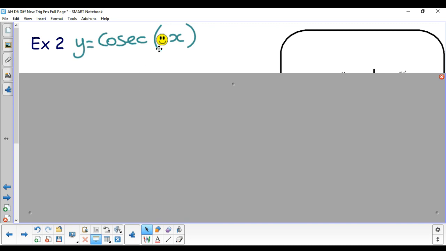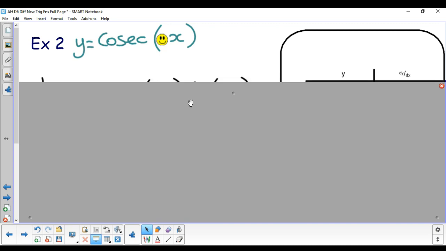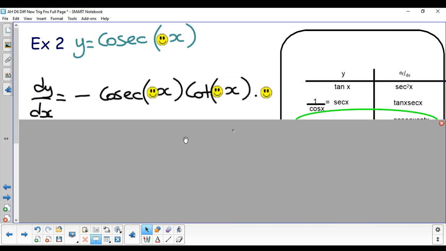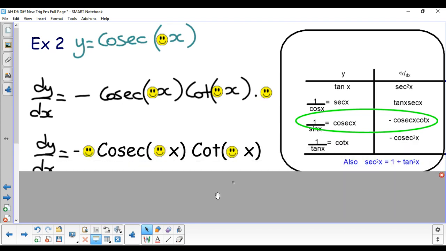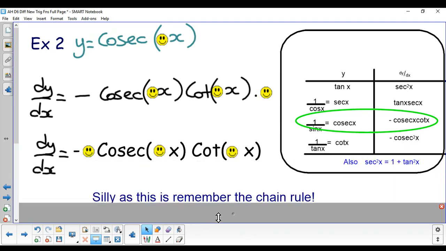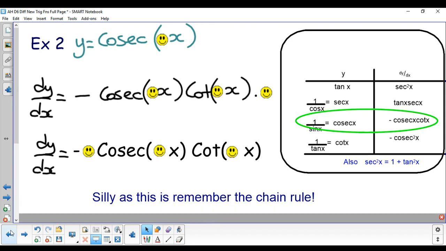So for cos x, it doesn't matter whether it's a 2, a 4, a 7, whatever, just to remind you about the chain rule. So if we go to the derivatives, cos x goes to cos x cot. So we go to cos x cot, but remember that whatever is here comes out as the chain rule. And all you would do is bring it to the front. Silly as it is, it's just to remind you about the chain rule.